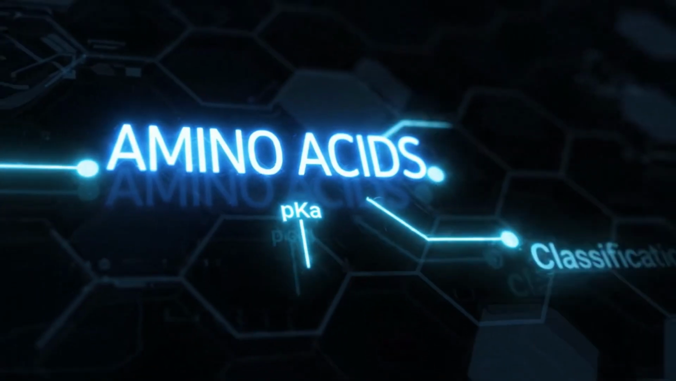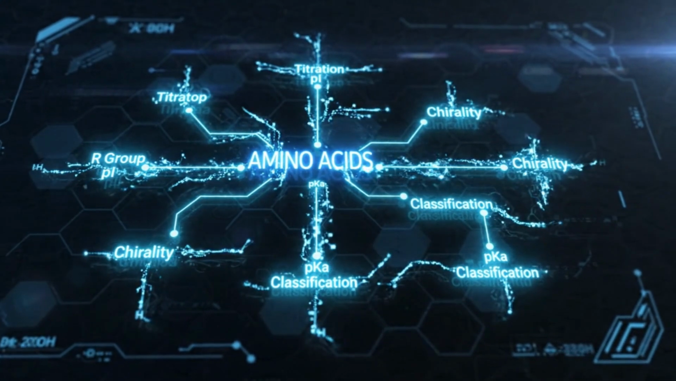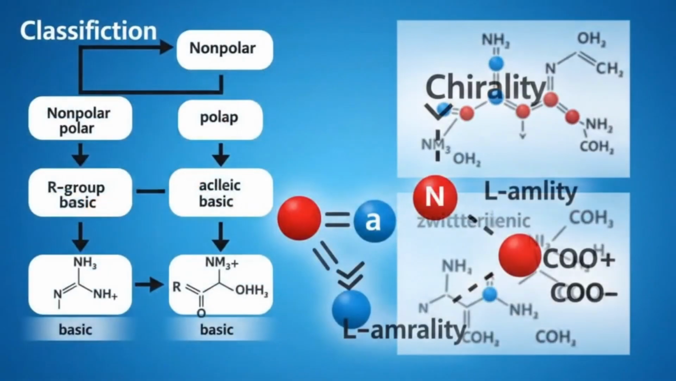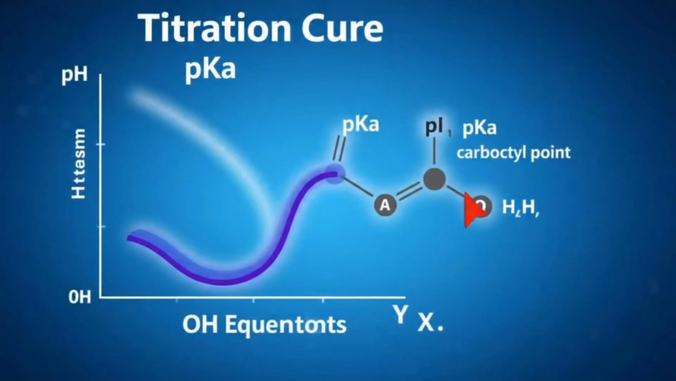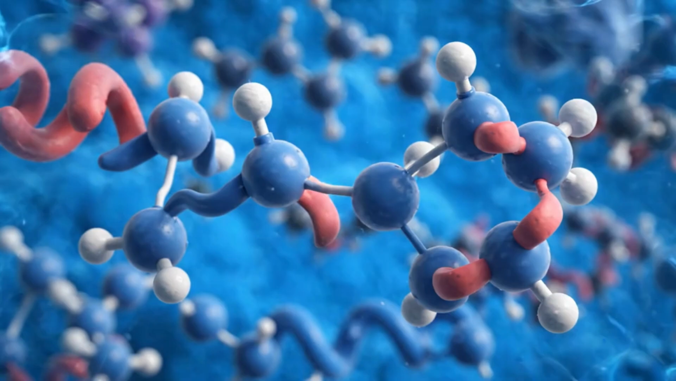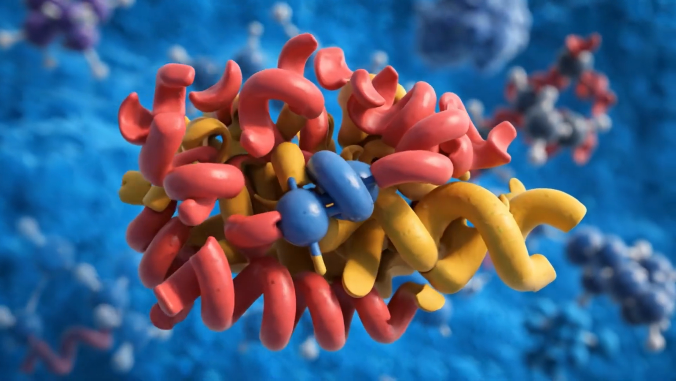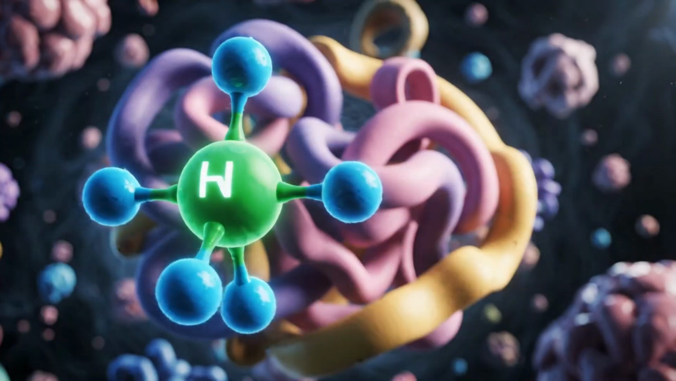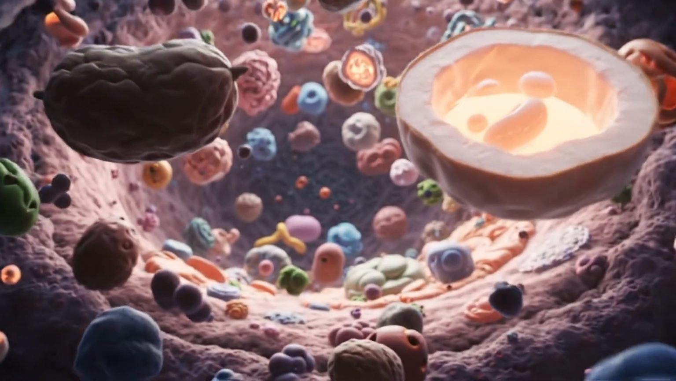A concept map connects these ideas and makes the relationships between amino acid properties much easier to remember. For exams, focus on structure, classification, charge, pKa, titration curves, pI, and chirality. Tiny changes in amino acid chemistry can produce enormous differences in protein structure and biological function. Understand amino acids, and you begin to understand the molecular language of life.